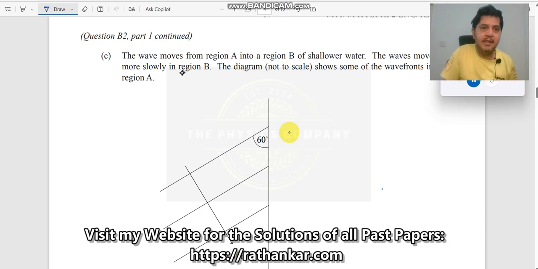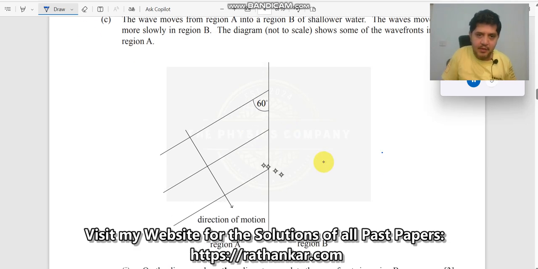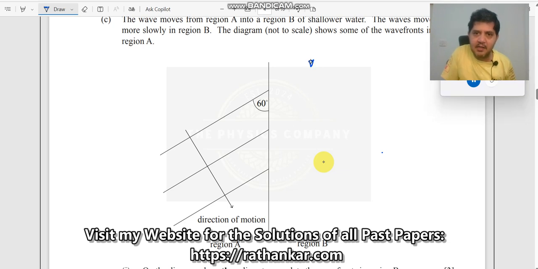Okay, the wave moves from region A into region B of shallower water. There is a wave which is being given like this over here. The wave moves more slowly in region B. This is region A, this is region B, which means what? The speed of the wave here, let me call this C2, and let me call this C1 over here. This speed is larger than this one. C1 is greater than C2, which means this is your rarer medium, this is your denser medium, right?